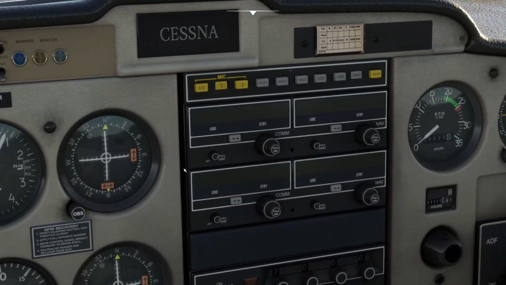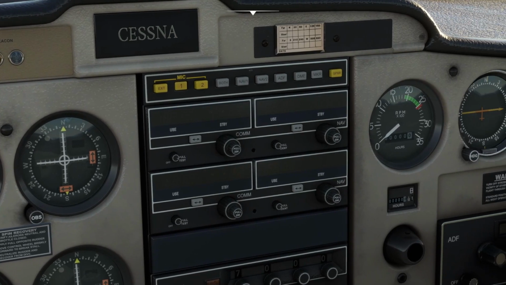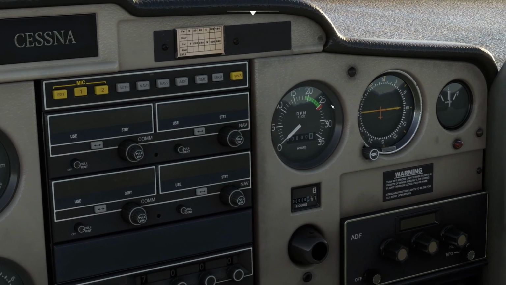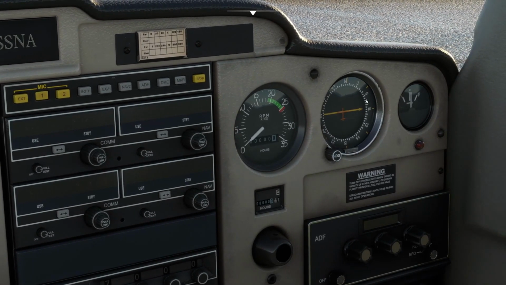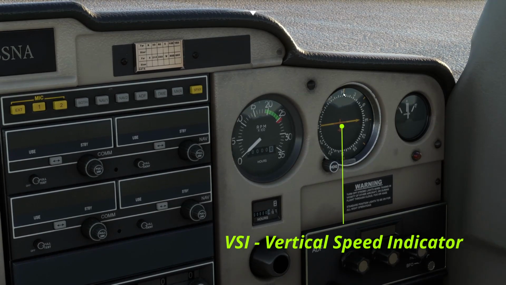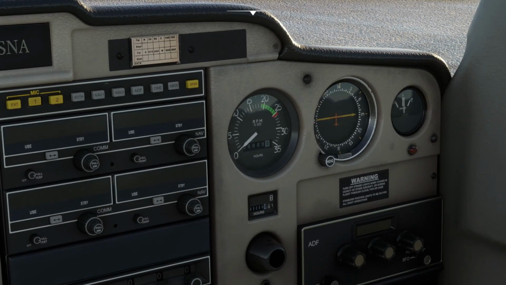Move over to our radio stack. We have COM1, NAV1, COM2, NAV2. We'll go through that in a bit more detail later on. Then we have our RPM gauge for our engine. Normal operating area is the green area here, and we should not exceed the red line. Then we have our ADF, and that's linked up to our ADF box here. Most people like to keep it at north. I do when I'm flying. And then we have our amp meter. Anything above 0 is positive charge, anything below 0 is negative charge.